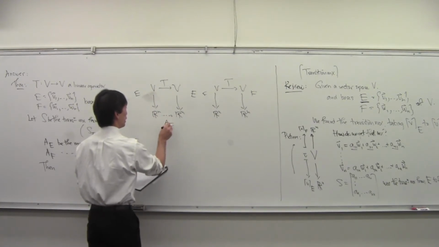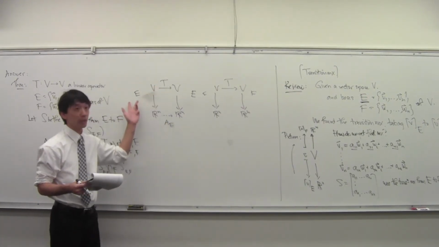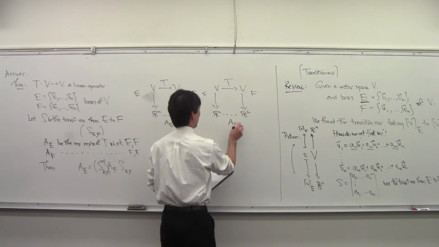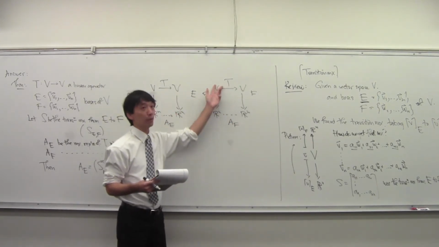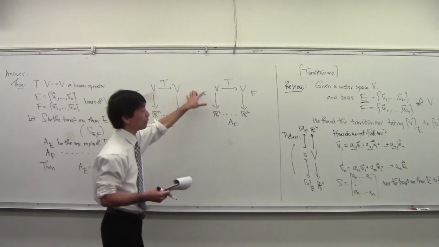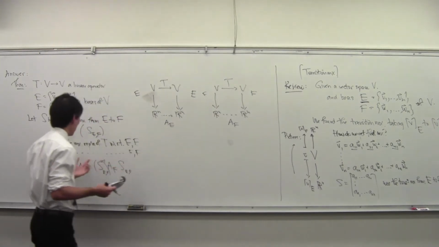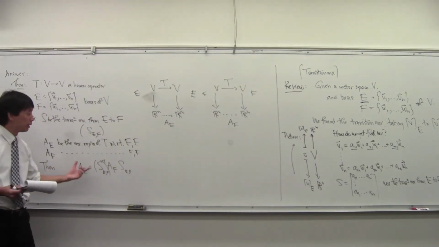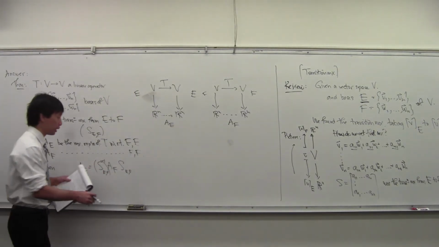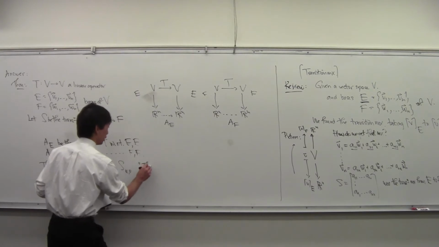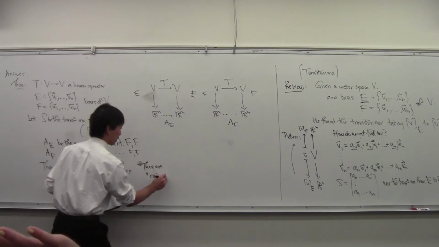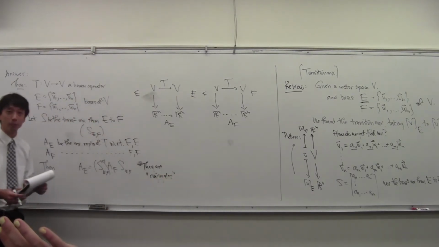A sub E is the matrix representation of T with respect to E and E on both sides. A sub F is the matrix representation of T with respect to the F basis on both sides. So you've got these two representations of the same linear transformation, and we're asking, what's the relationship between these two guys? Well, it turns out that one is what's called the conjugate of the other. They are conjugate matrices of each other.